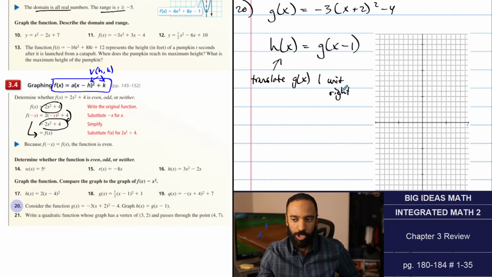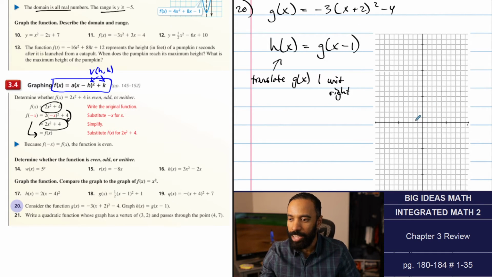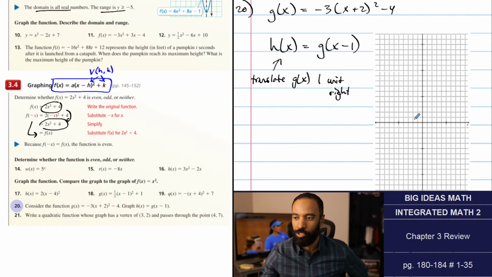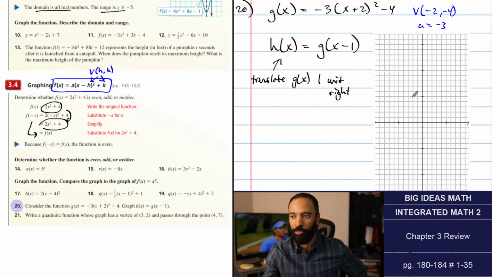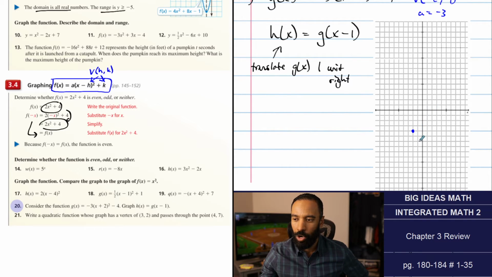Take g of x's graph, just move it over 1. So if I take the original g of x graph here, I have x plus 2 quantity squared minus 4. That vertex is at negative 2, negative 4, and then the a value being negative 3 means there's a flip over. So we'll go negative 2, negative 4 here. Looks like I'm not going to be able to plot many points. I'll go 1 over 1 down 3. Over 2, can I fit down 12? Yeah, I think it's at negative 16, so I can fit a little bit. Here's the original g of x graph.